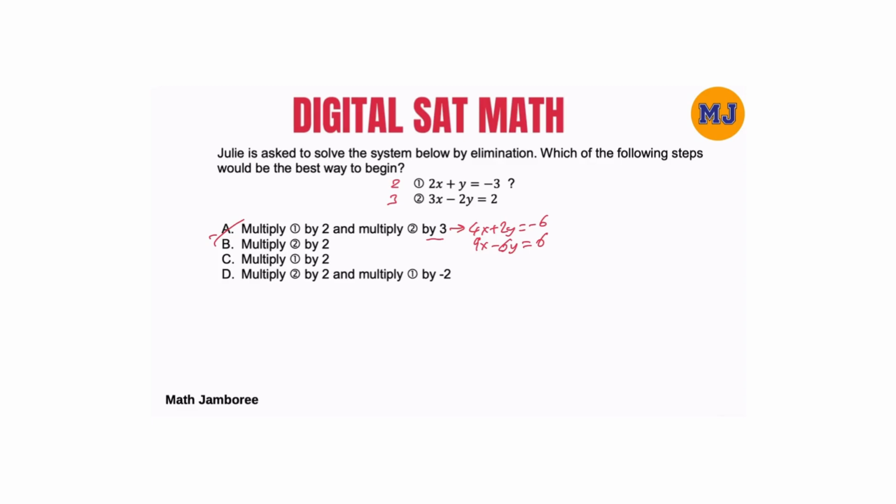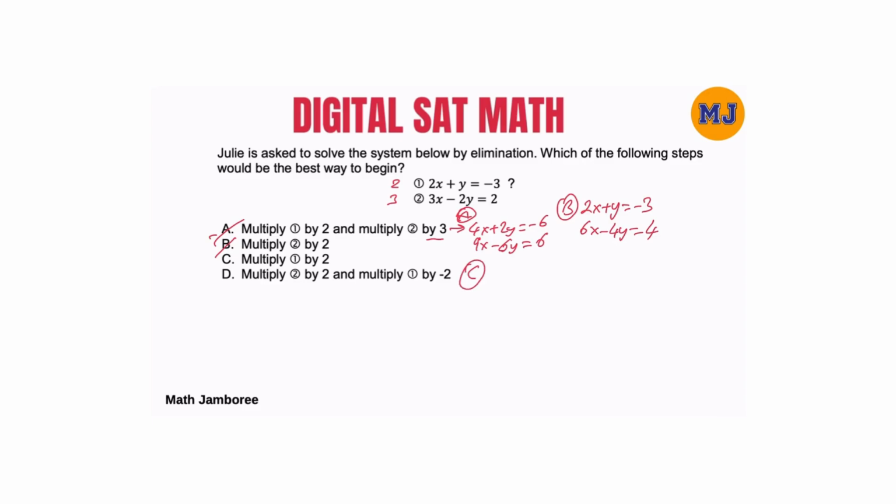Second one, they're saying to multiply the second one by 2. So technically we're going to keep the first one as is. So this was choice A. I'm going to do choice B here. The first one stays as is, and then multiply the second one by 2. That's going to give us 6x minus 4y equals 4. 2 and 6, 1 and negative 4, the coefficients. This didn't give us a good step.